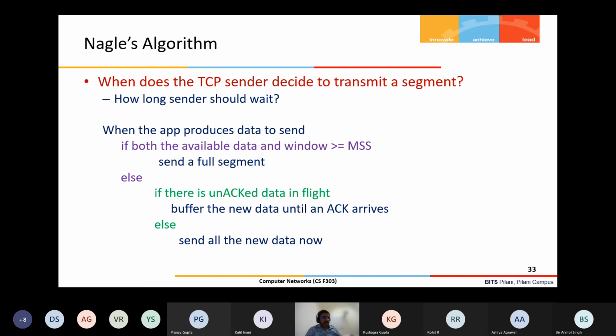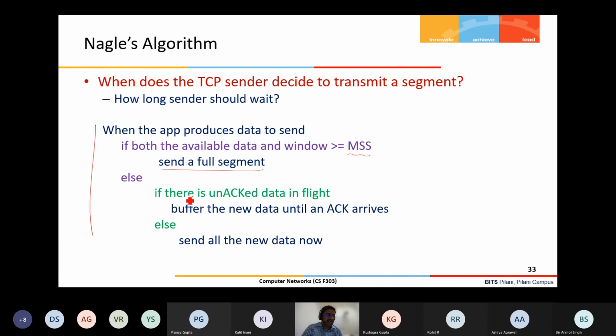Nagle gave an algorithm. This algorithm addresses the question: when does the TCP sender decide to transmit a segment, or how long should the sender wait? It says that when the application produces data to send, if both the available data and the window are greater than the maximum segment size, then there is no problem, because it will not create any silly window syndrome problem. It will send a full segment and wait for the acknowledgement.